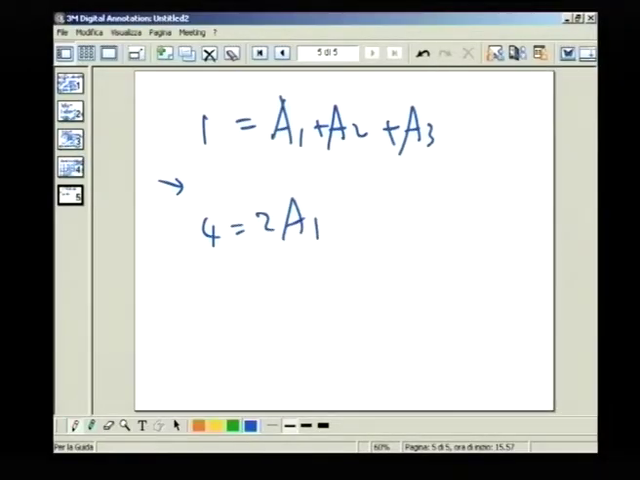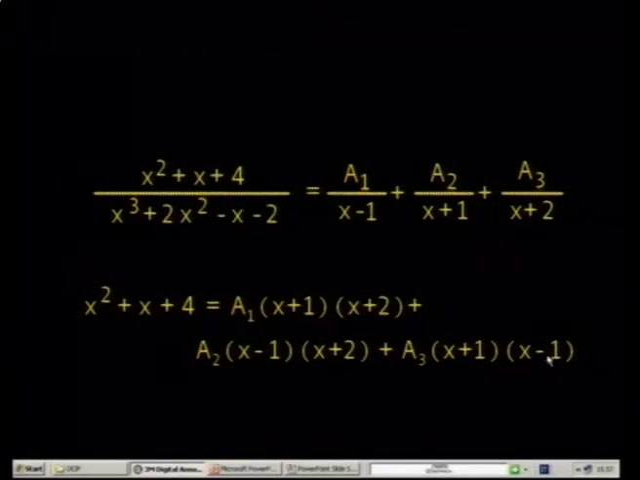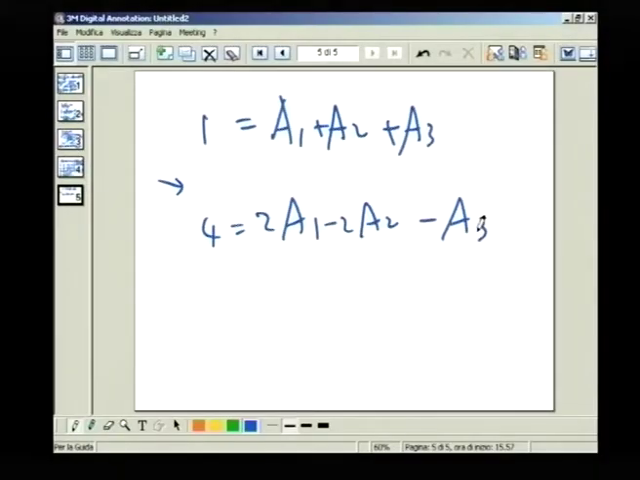And then the constant term here is minus 2a2. And then the constant term here is what? It is minus a3. Let us do the second one.